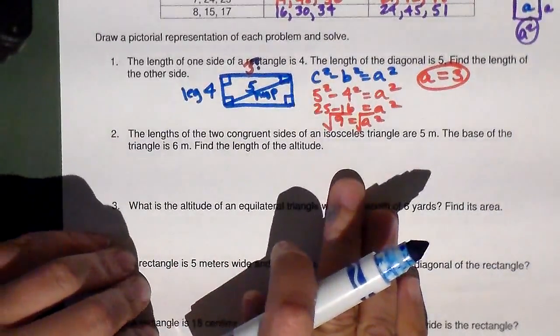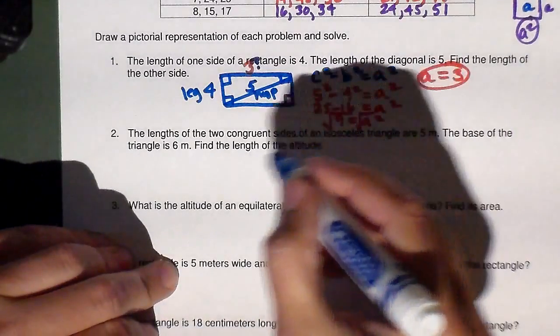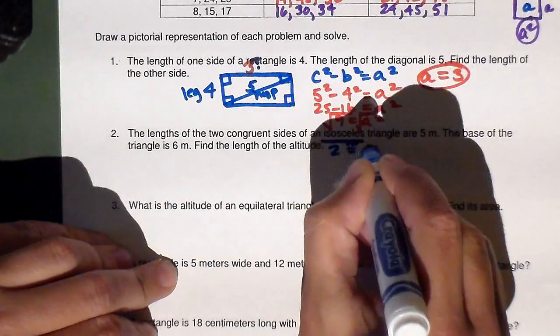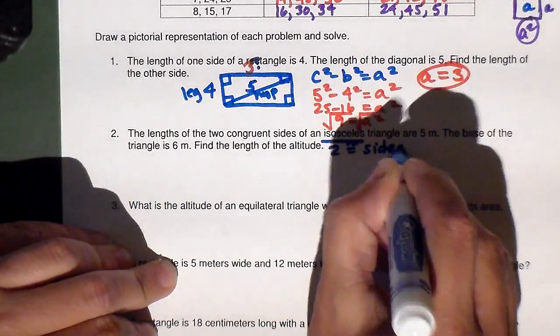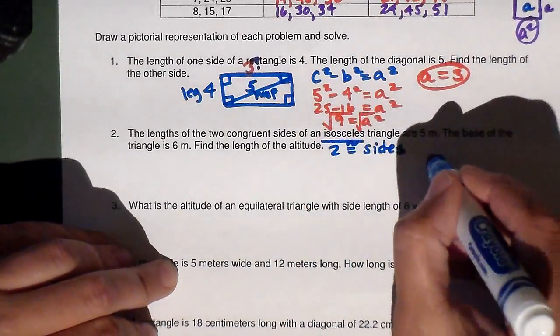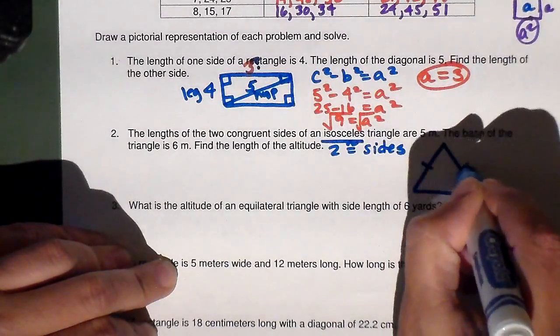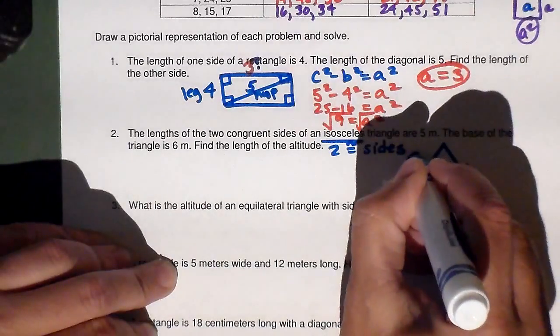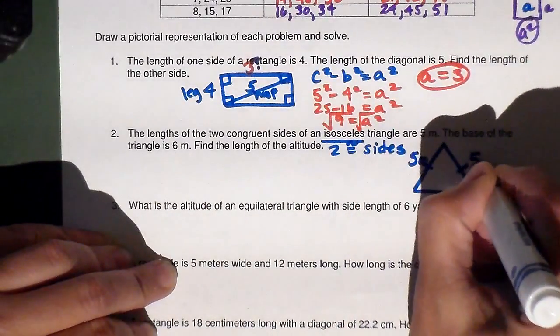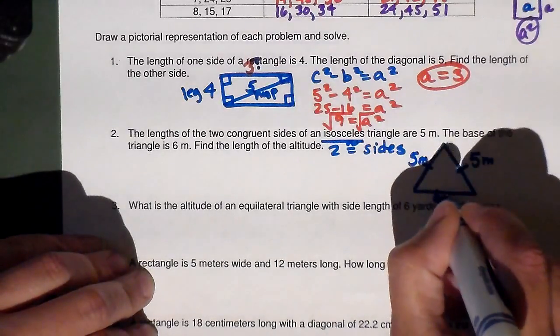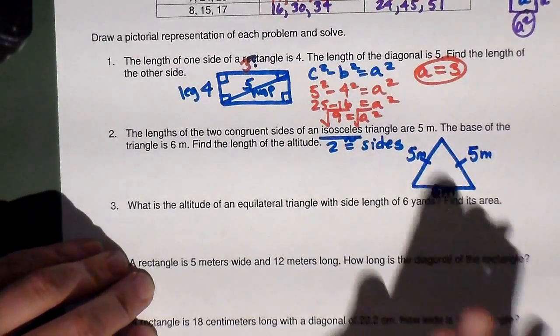The lengths of 2 congruent sides of an isosceles triangle are 5. Now, isosceles is 2 congruent sides. So what I'm going to do is draw me an isosceles triangle. I know these 2 guys are congruent. So I'm going to say 5 meters, 5 meters. The base of the triangle is 6 meters. Find the length of the altitude.